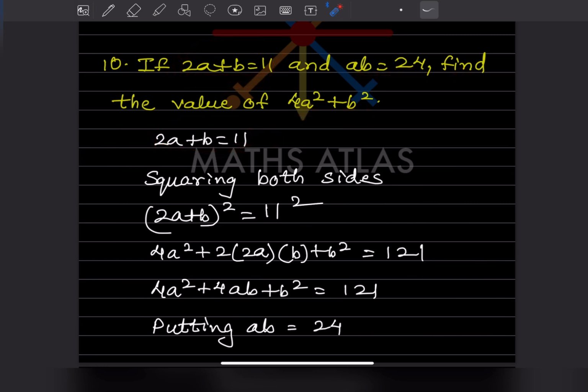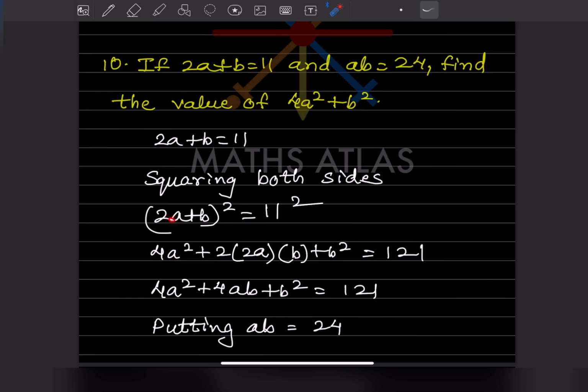Now what we'll do, we are going to square both sides. Squaring both sides, what will this be? 2a plus b whole bracket square. When you square this one, that is going to be 11 square. Now you know the formula, a plus b whole bracket square is a square plus 2ab plus b square. Here, in place of a, you can write 2a square. What will that be? That is going to be 4a square. That is what I have written over here, plus 2ab.